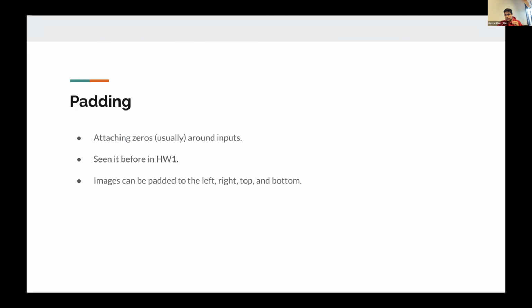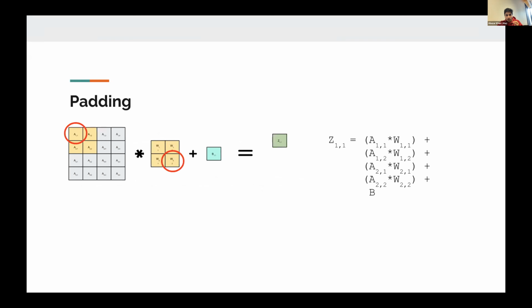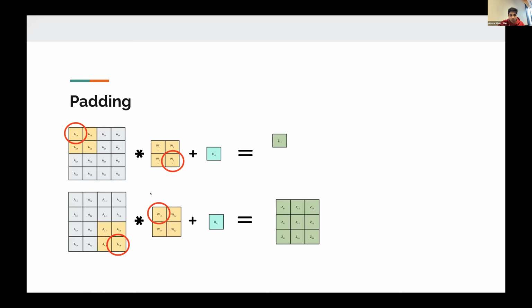But what does padding solve really? If you notice, the top left element of the input and the bottom right element of my weight matrix, my kernel, never interacted with each other. Because when I slid my weight matrix over the input, it shifted right and the top left element was no longer in consideration. Similarly, the bottom right element never interacted with the top left element of my weight matrix.